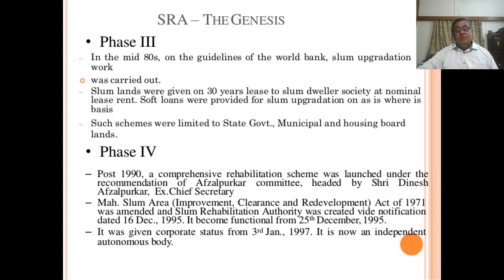The Maharashtra Slum Area Improvement, Clearance and Redevelopment Act of 1977 was amended and Slum Rehabilitation Authority was created vide notification dated 16 December 1995. It became functional from 25 December 1995. It was given corporate status from 3rd January 1997. It is now an independent autonomous body.